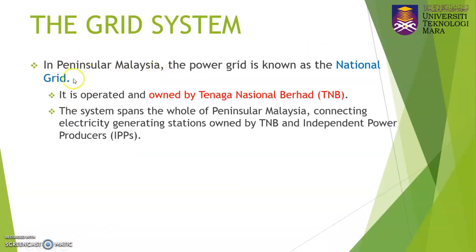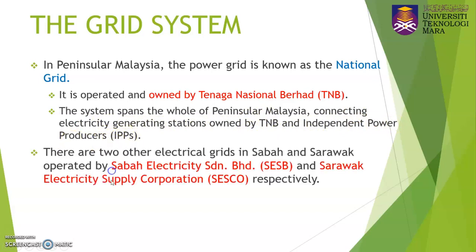So in Peninsular Malaysia, the power grid is known as the national grid. The national grid is operated and owned by Tenaga Nasional Berhad. The national grid spans the whole of Peninsular Malaysia and connects the electricity generating stations owned by TNB and also by independent power producers, or we can call them IPPs.